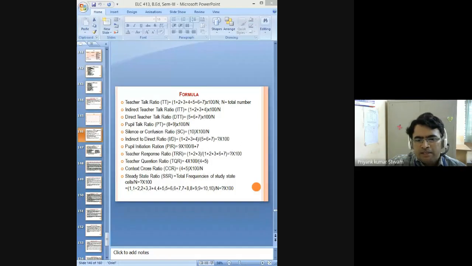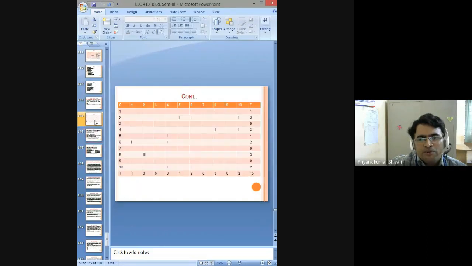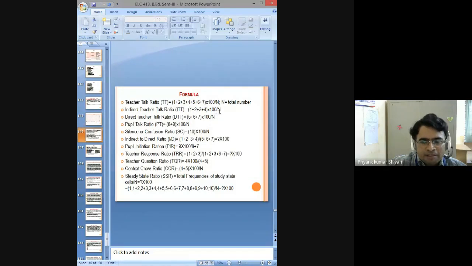So now please write down all the formulas like indirect teacher talk ratio, pupil talk ratio. You have to give that one. See here, 1 plus 2 plus 3 plus 4. You have to find out the value of 1 to 4. That means 1 plus 3 plus 0 plus 4 divided by N, equal to 15 by 15 into 100.